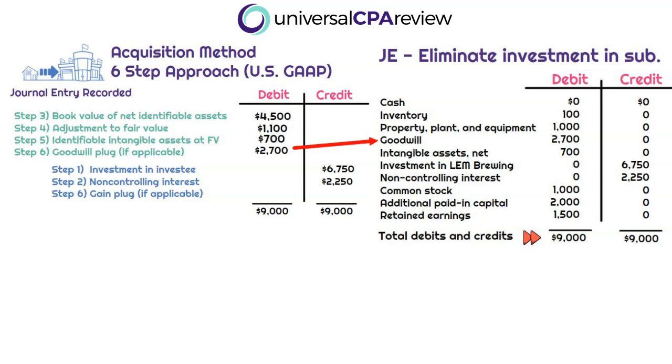But otherwise, goodwill, that's a debit for 2,700. Intangible assets, that's a debit for 700. And then you can see the credit to remove the investment in Lem Brewing for 6,750. And then non-controlling interest, we also would credit for 2,250. When we look at the total debits and credits at 9,000, guess what? That gets us to a balanced entry. So this is the entry. This will be the correct answer for journal entry number 1.